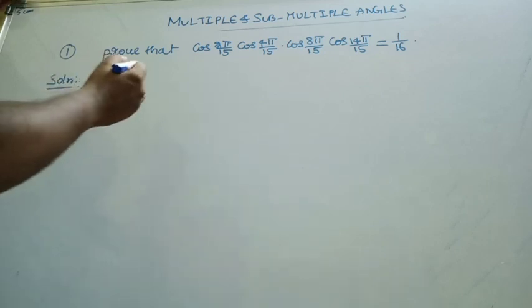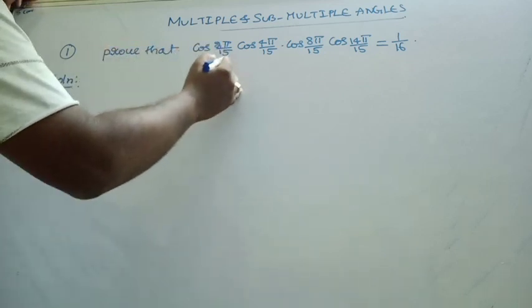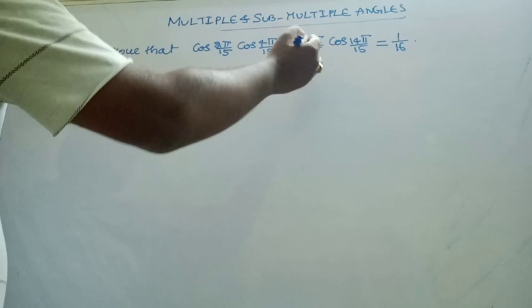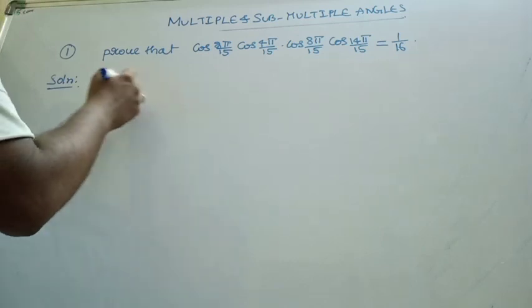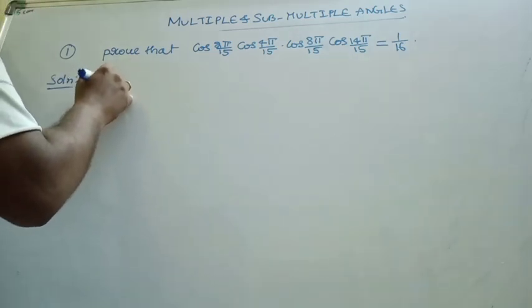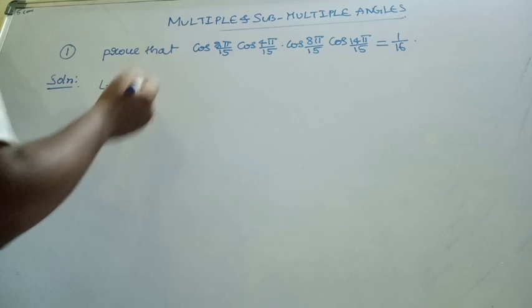You see what we require to prove: cos(2π/15) cos(4π/15) cos(8π/15) cos(14π/15) is equal to 1/16. Right, my dear students, how are we going to do this particular problem? Let us take the left hand side part.